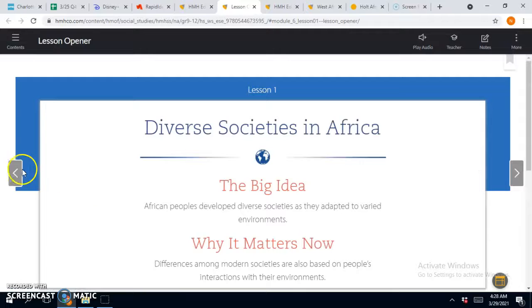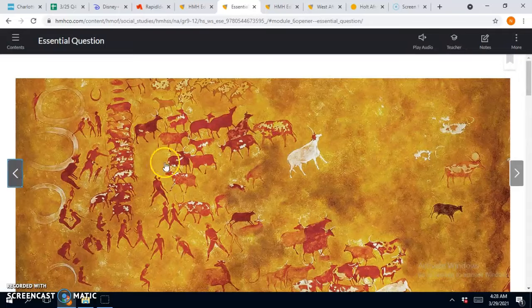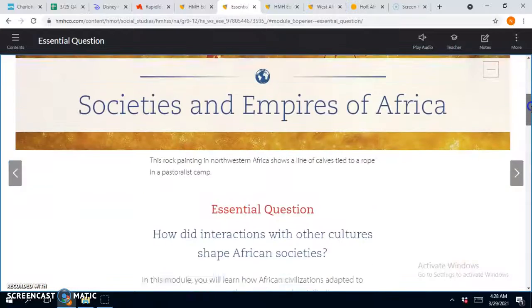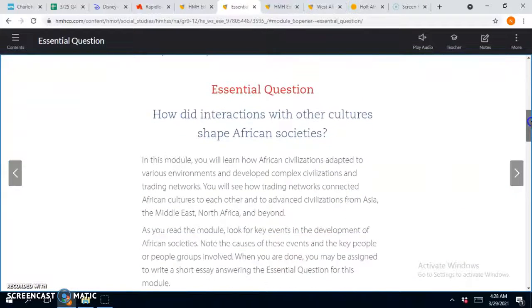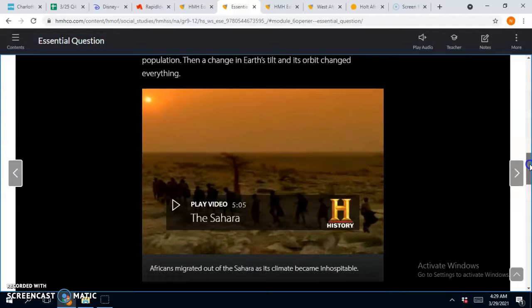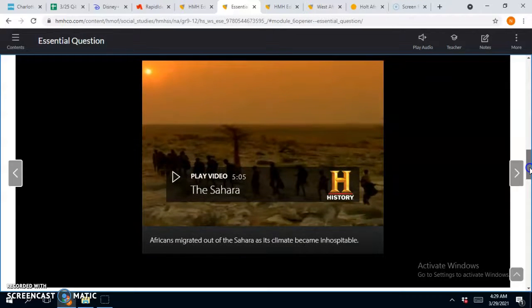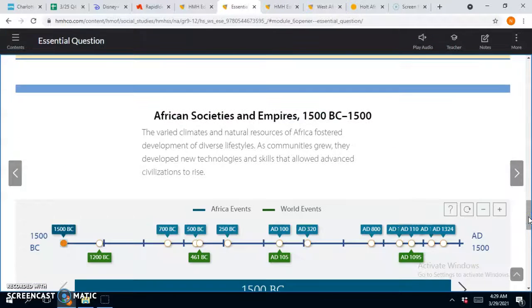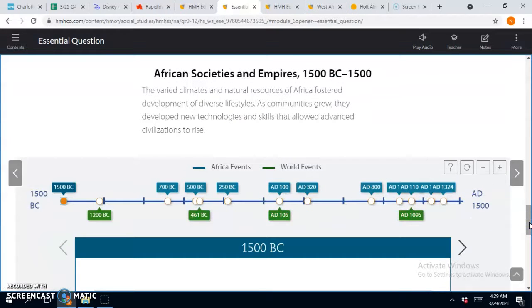And remember, I told you always take that back arrow. And then just start your lesson. Take notes on this page. It's going to give you an essential question. And there's a video. I really want you to watch this 5-minute video that the textbook is giving you so you'll get an idea of where the first humans came from. And then I want you to take down notes from the timeline. Remember, the notes in blue are what you need to write down.